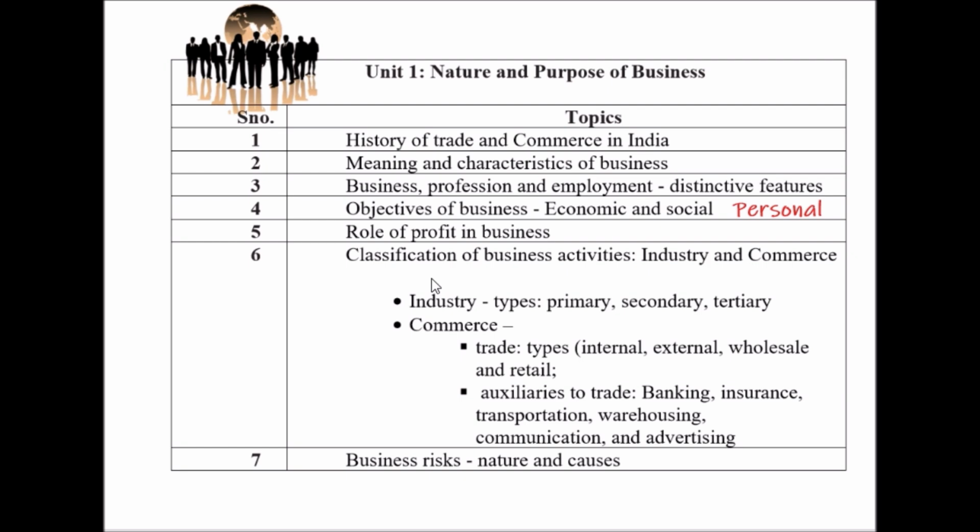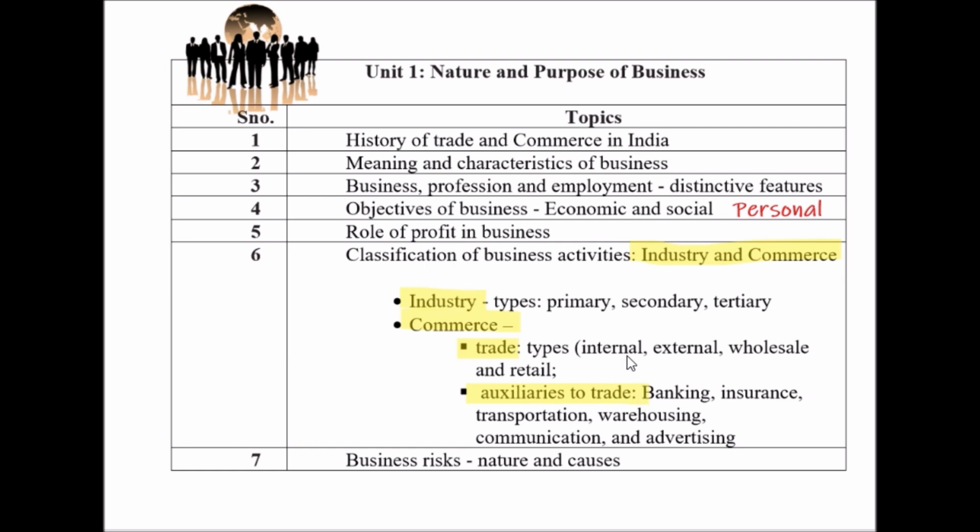The next topic is classification of business activities, and you can see here business activities are classified into industry and commerce. And then we are going to do what is industry and what are the 3 types of industry, that is primary, secondary and tertiary. Then we are going to do what is commerce, and commerce is further subdivided into trade and auxiliaries to trade. We are going to do this in detail.